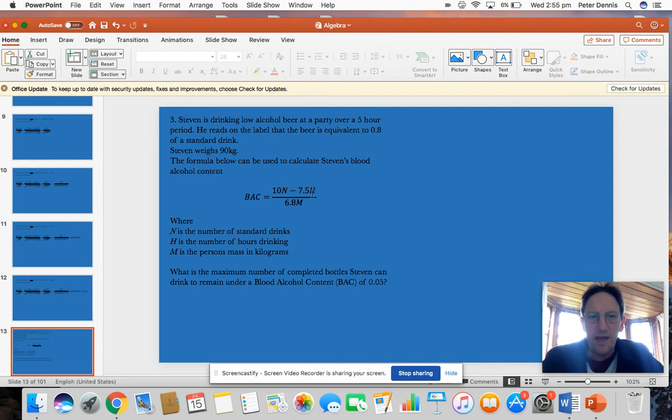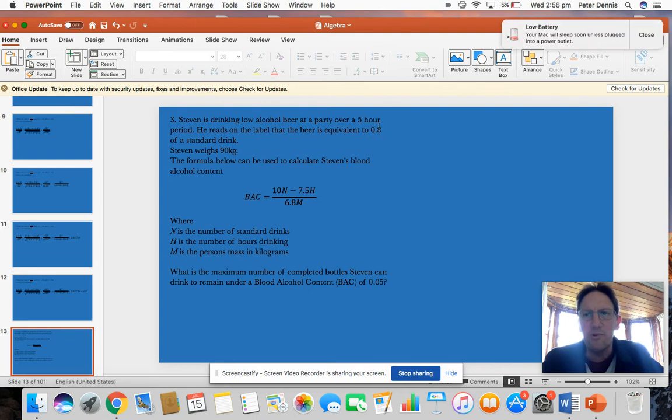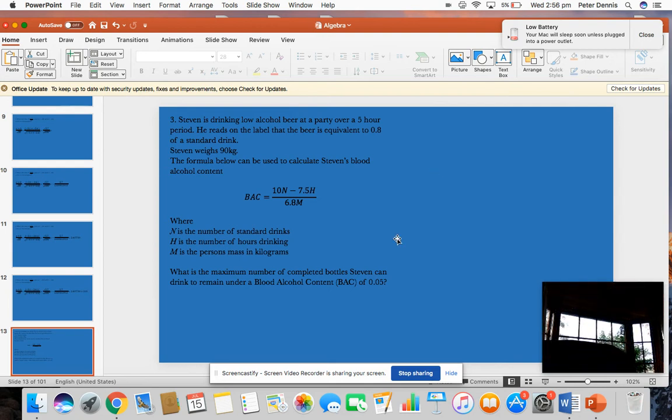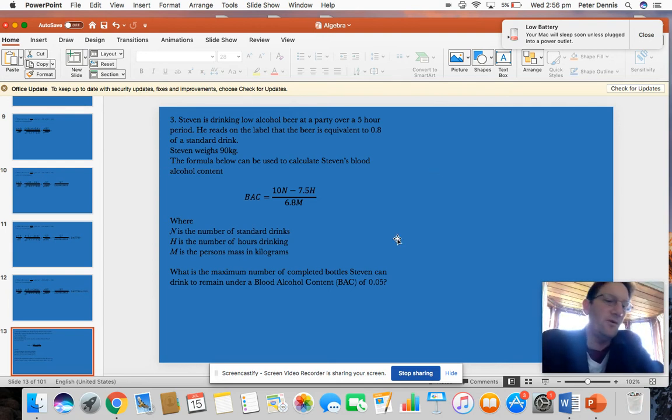So H is quite easy. It's given us 5. M is quite easy. It's given us 90. But standard drinks, what he's drinking is 0.8 of a standard drink. It's not a standard drink. So we're going to have to look into that.